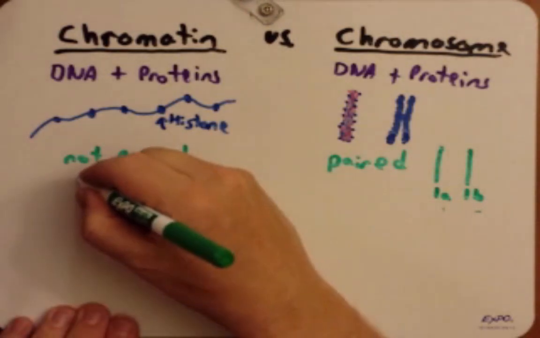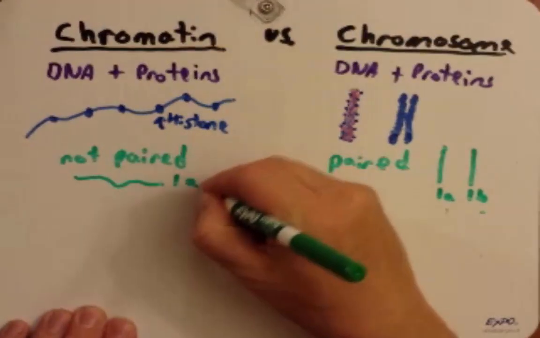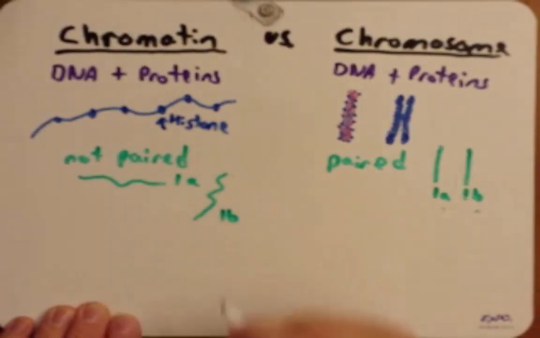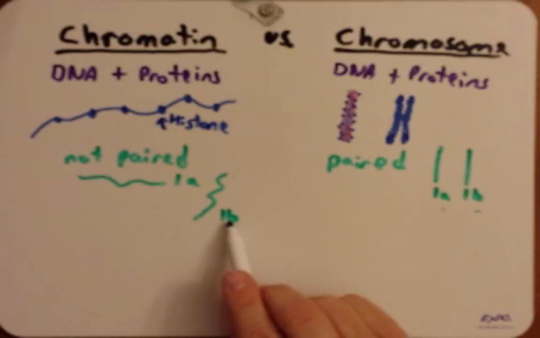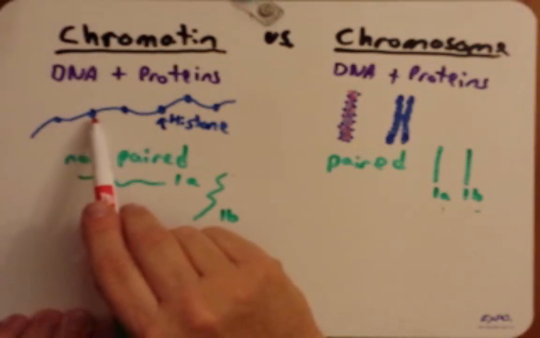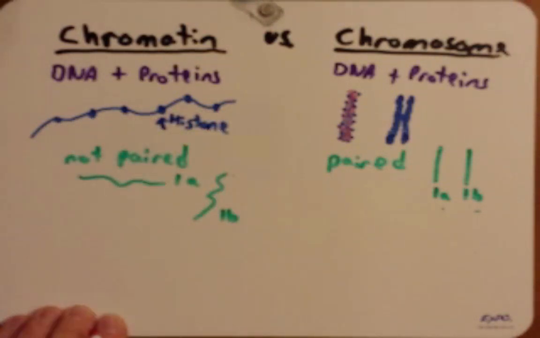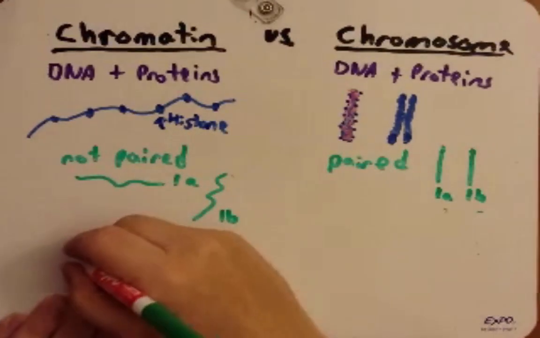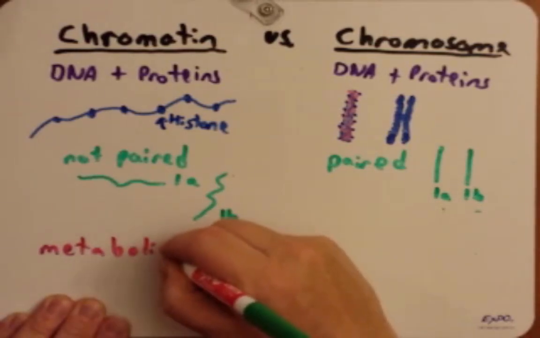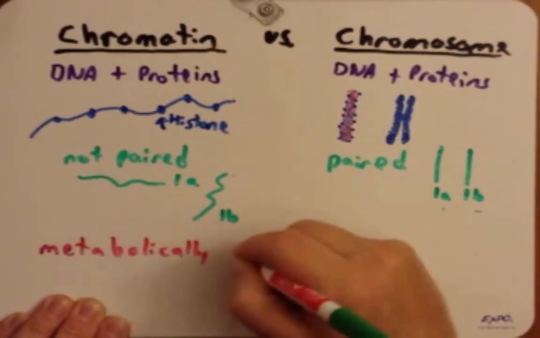Chromatin, we certainly would still have chromosome 1A, and we would certainly still have chromosome 1B. Chromosome 1 from one parent, chromosome 1 from the other parent. However, there's no reason that they need to be paired. There's no reason that they have to be right next to each other. But chromosomes are. Chromatin, in part because they are not as compacted with proteins, they're much more open and exposed. They are metabolically active.